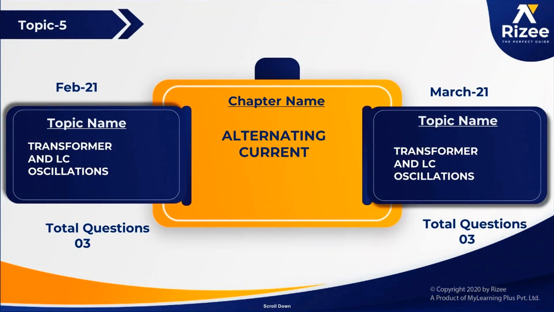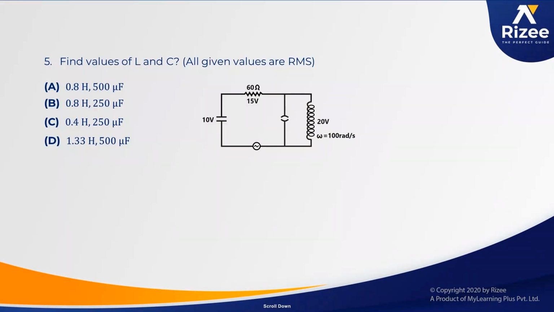Now coming to topic 5, which is also concerned with the same chapter, alternating currents. In this chapter the topic is transformer and LC oscillations, and in the February session we got three questions. In the March session also we got three questions. See how important this particular topic is in this chapter. Now, what type of question is he asking? Find the value of L and C, that is, the inductor and capacitance values.